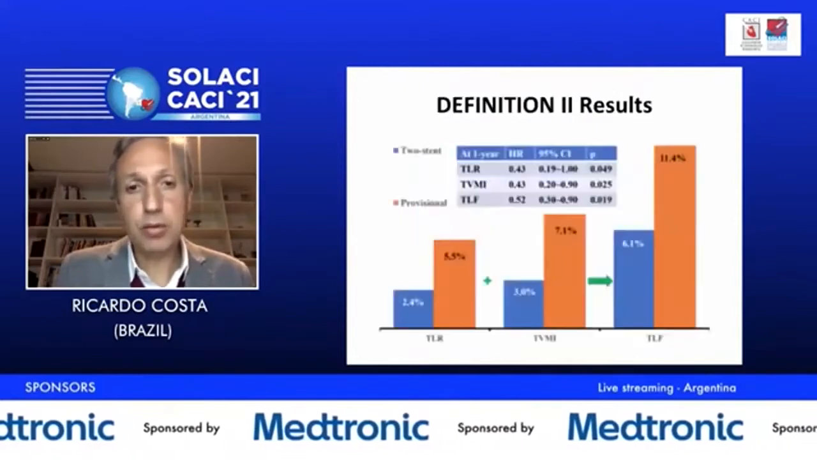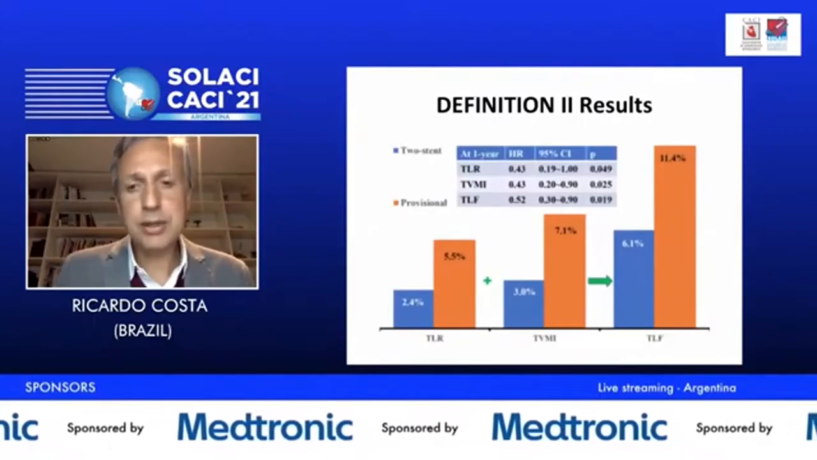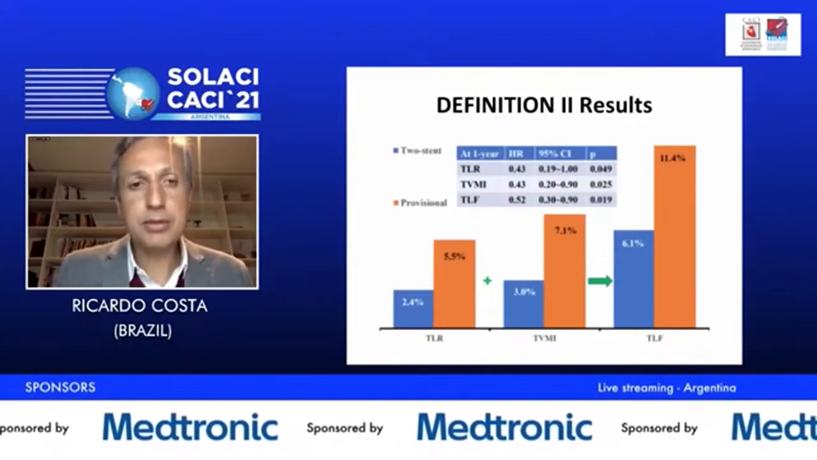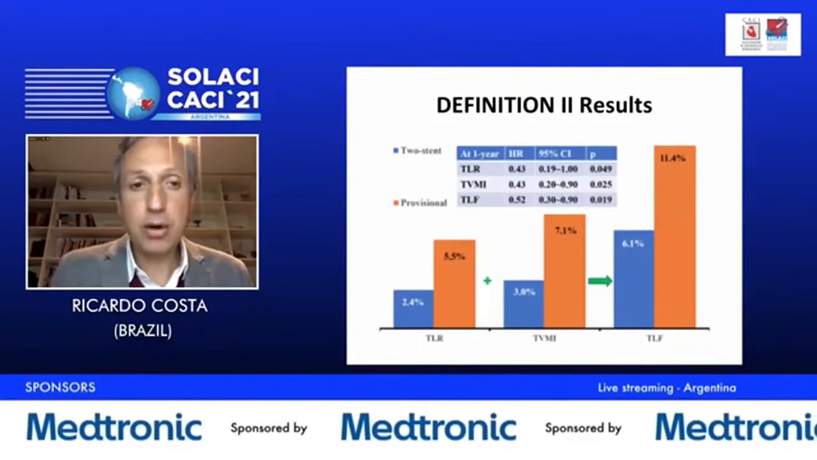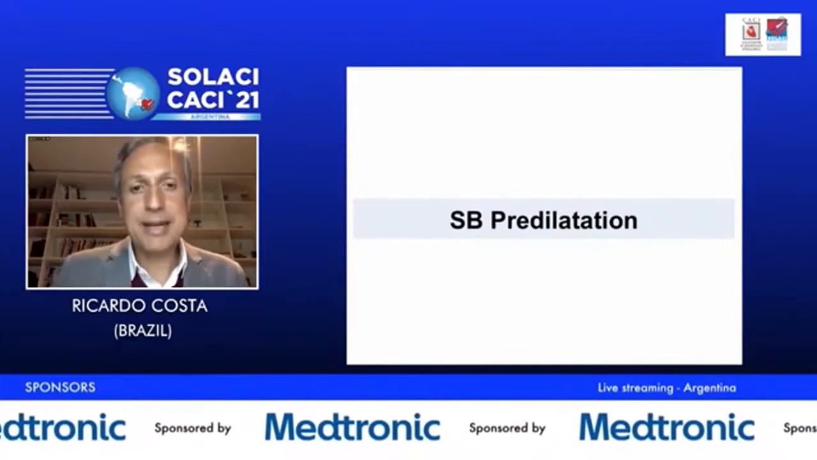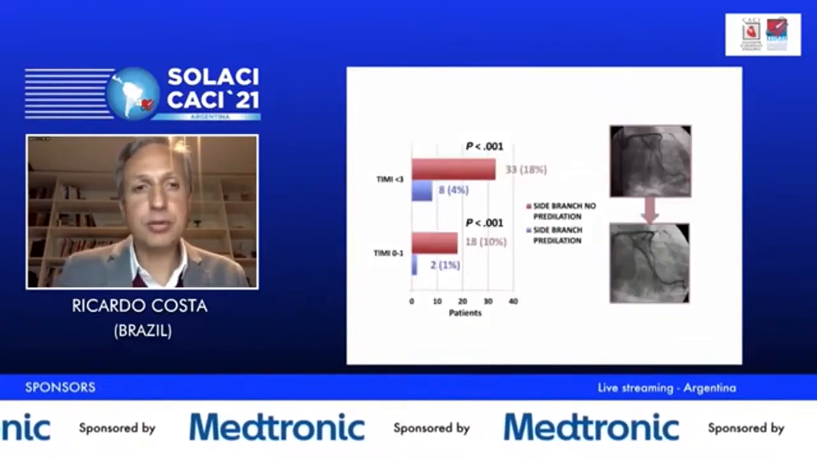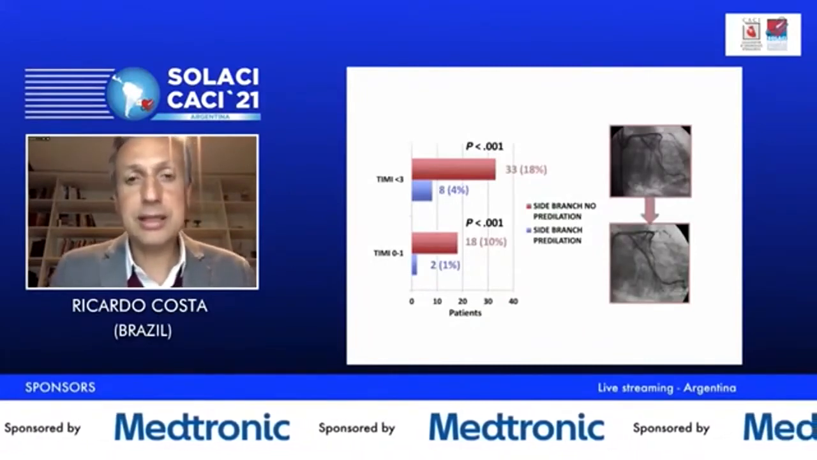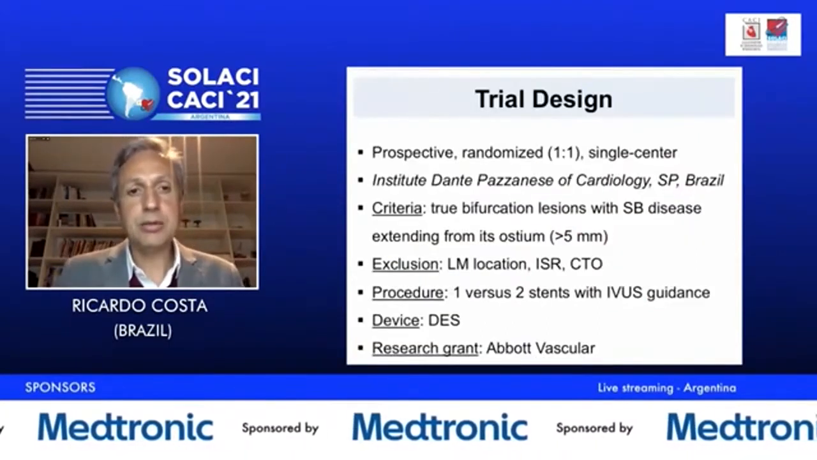In more complex situations, you can also offer great results. DEFINITION II showed more favorable results with this technique, but there are some questions whether the provisional technique was applied in the best way possible. Two aspects that we need to take into account: the predilation of the side branch. We have randomized trials that show that if we predilate the true bifurcations, we have more patency at the end of the procedure.